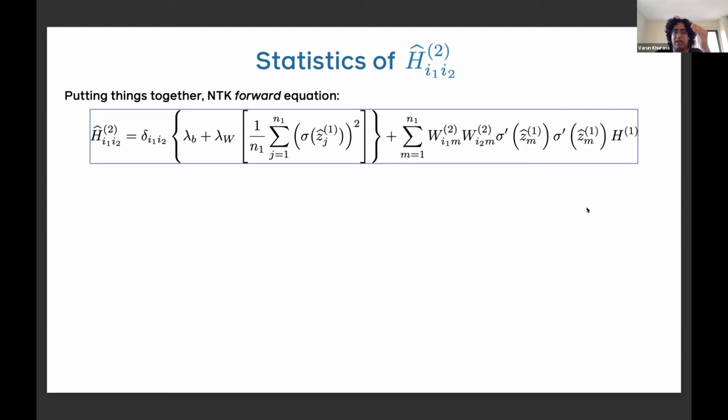I think you answered your question, but this sigma prime formula would be like an on and off switch. And z^(1) is Gaussian distributed with mean 0 at initialization. So half of the time it's going to be on and half of the time it's off. And so it goes through the network half of the time, and the NTK will go through it half of the time.